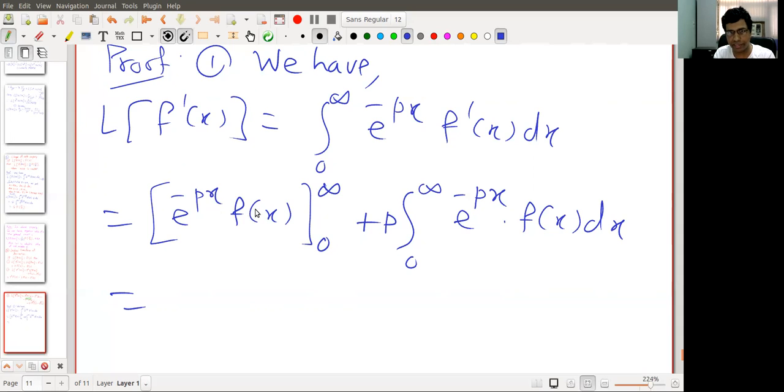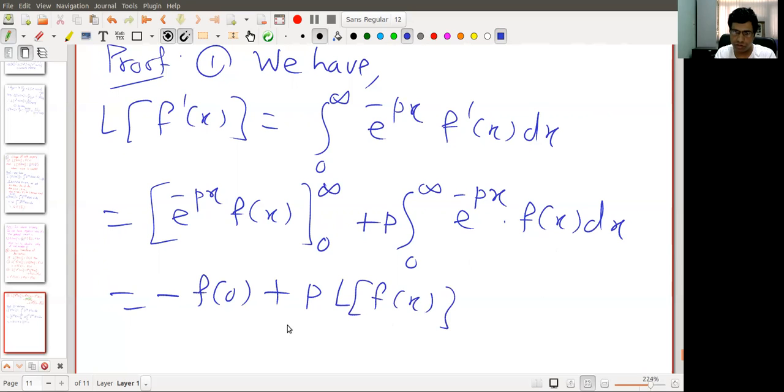In most of the cases we get 0. Okay, in case f is unbounded, then we cannot conclude anything. But here we assume that this product tends to 0 as x tends to infinity. So that first is 0. Second is e raised to 0 is 1, f of 0. Okay, so minus sign is there, minus f of 0 plus p, and this is nothing but Laplace transform of f of x. Okay, so this is p into capital F of p minus f of 0.